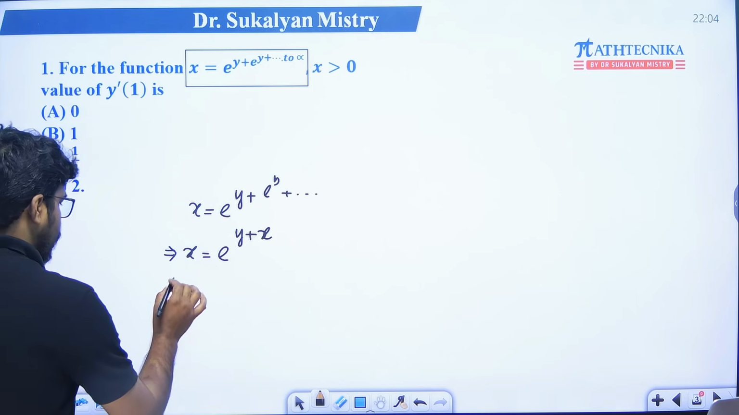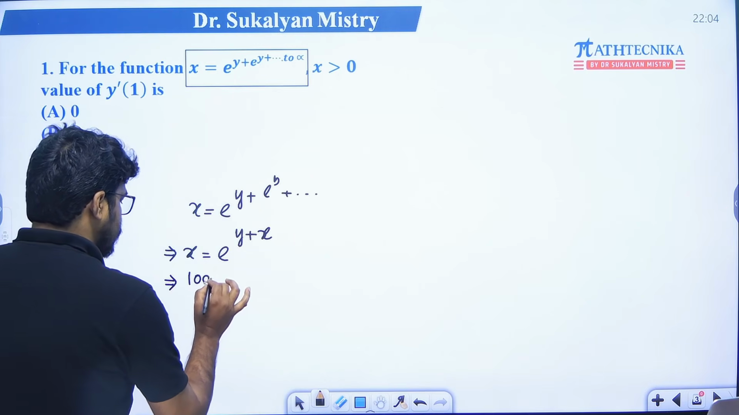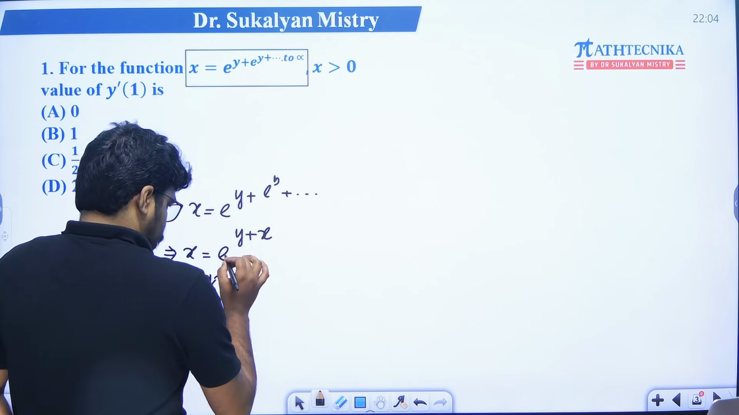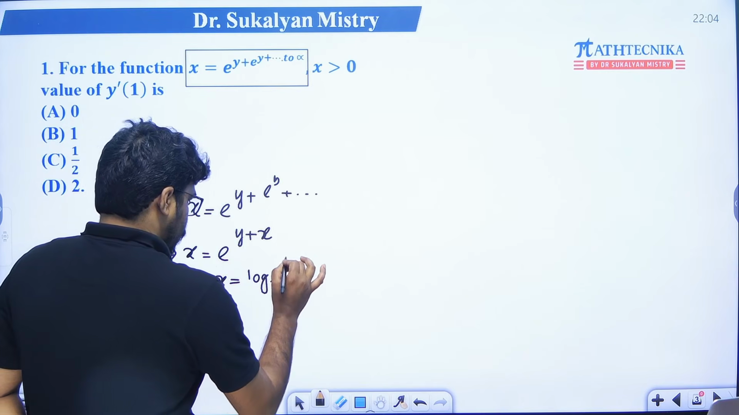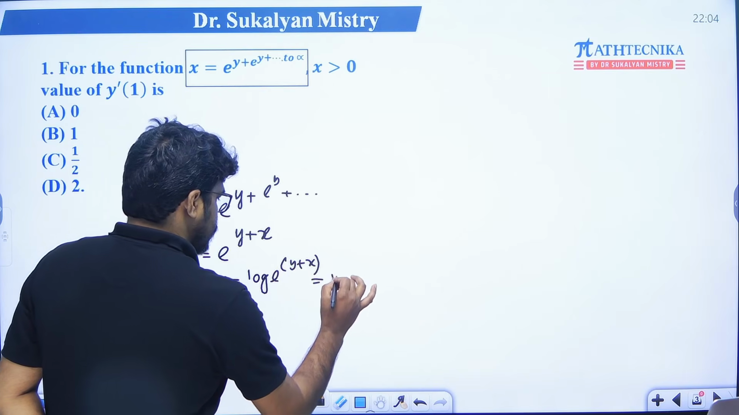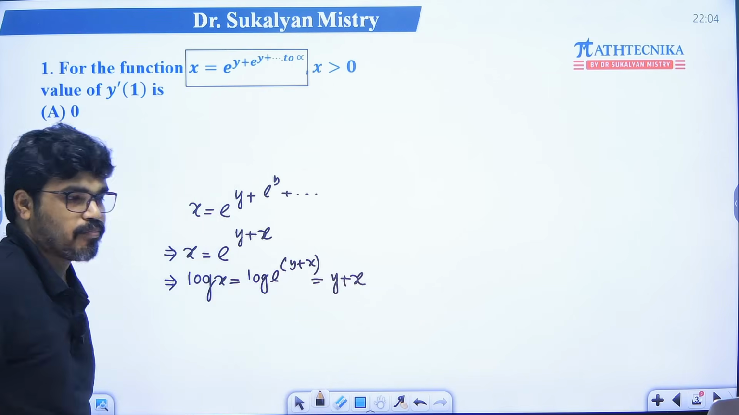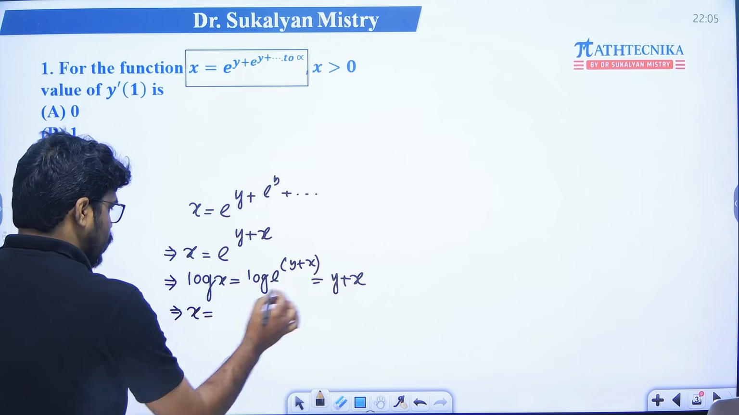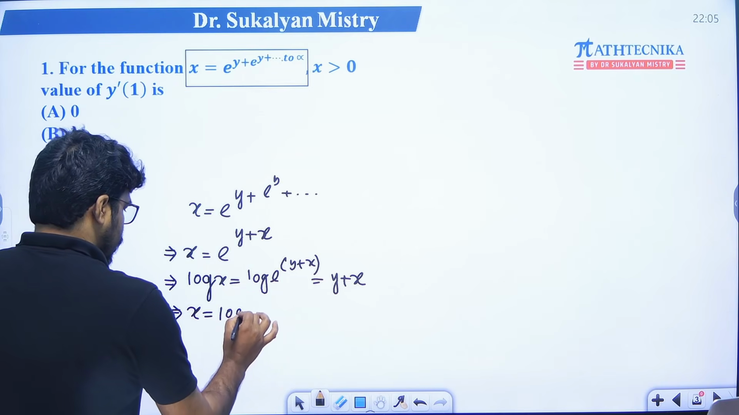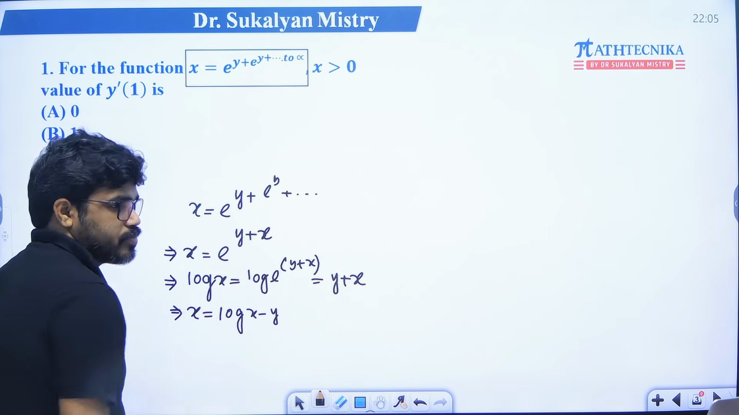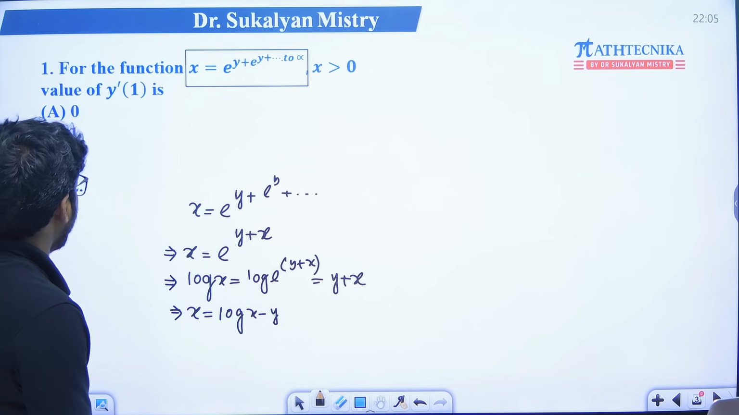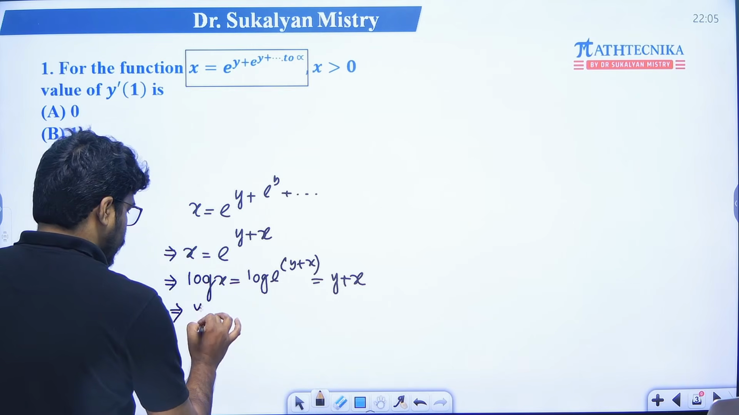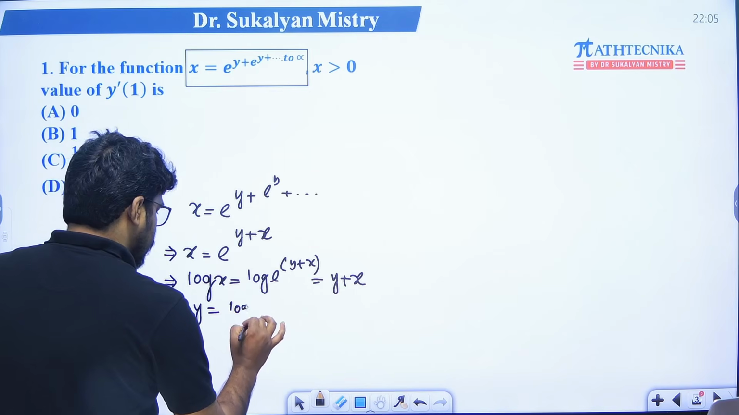Now taking logarithm on both sides, this implies log x equals simply log of e to the power y plus x, that is y plus x. So log x is equal to y plus x. This implies y is equal to log x minus x. We have to calculate y dashed 1, right?